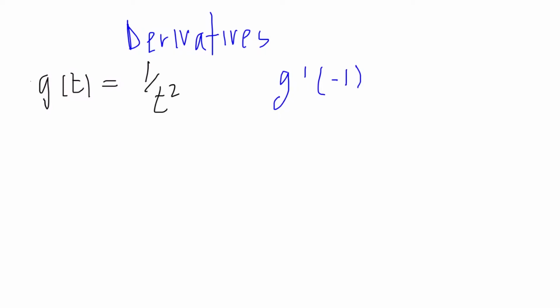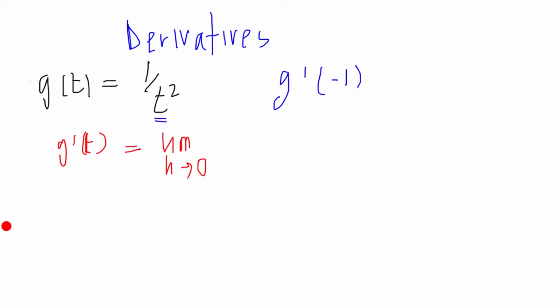Let's say we want to find the derivative of this function when t is equal to -1. So we could be using the limit formula. We're going to do this just like I showed you in the last video. So we're going to take g prime of t. We can find it using the limit way.